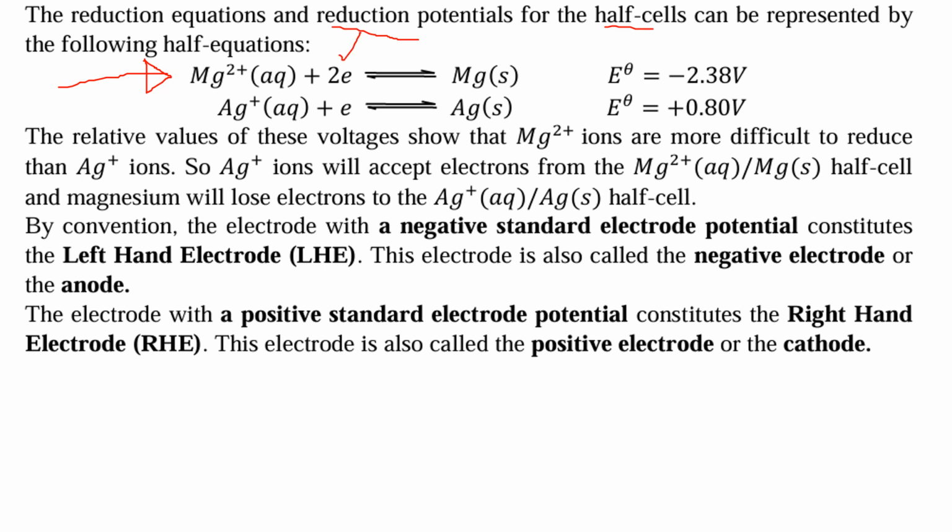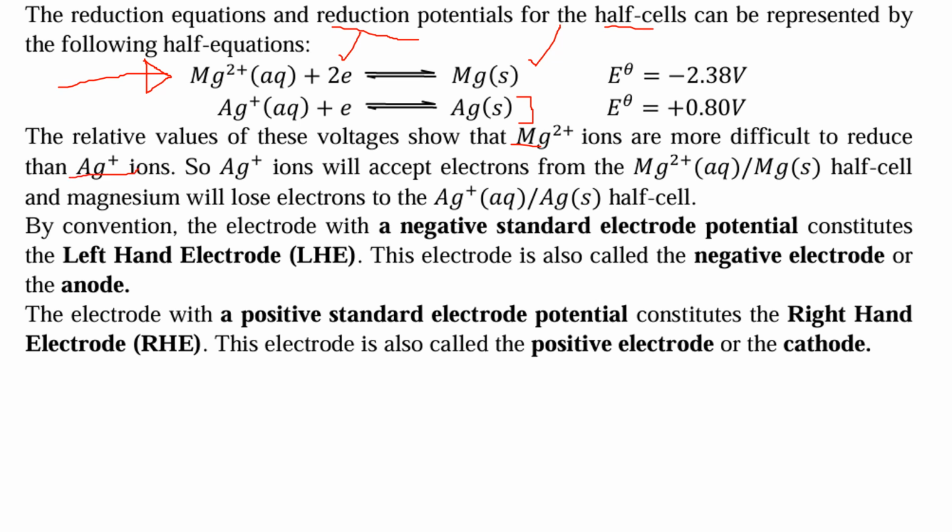You add electrons to get an oxidation state of 0. Since this equation involves reduction in oxidation state, it's called a reduction potential or a reduction equation, together with the second equation of silver. So the relative values of these voltages show that magnesium ions are going to be more difficult to reduce as compared to silver ions.